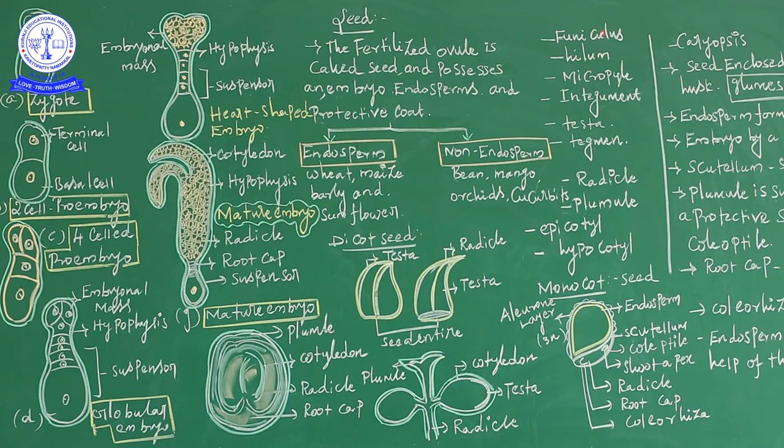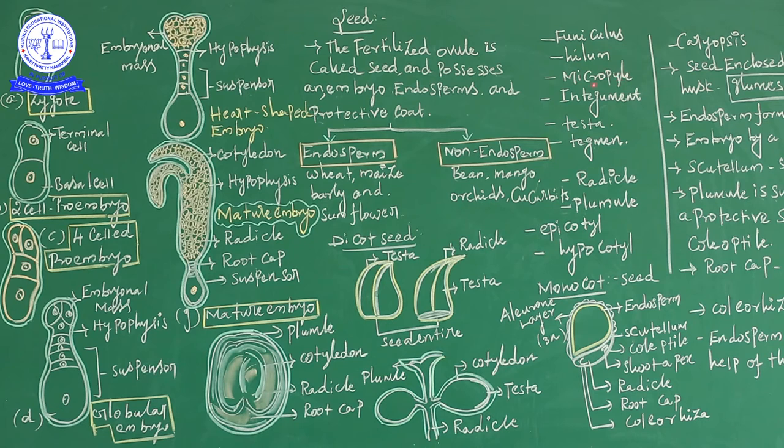Also, below the hilum, there is a small pore called the micropyle. What is the micropyle for? It absorbs water and also oxygen. When the seed enlarges, that process is called imbibition. The imbibition process also involves the micropyle region.